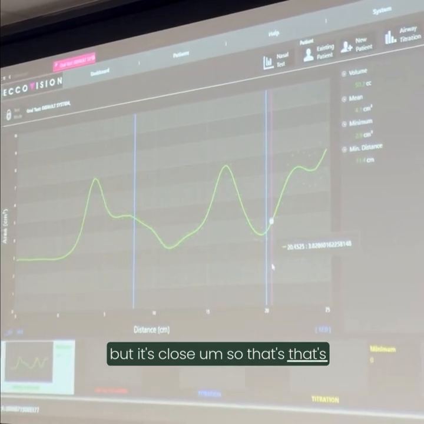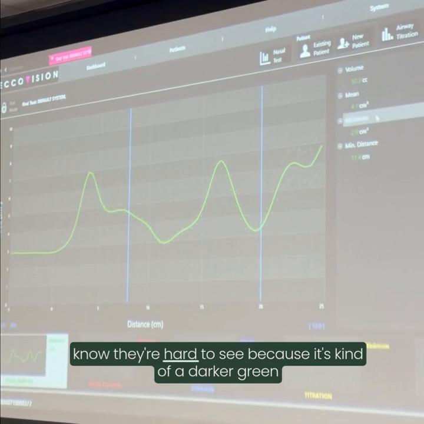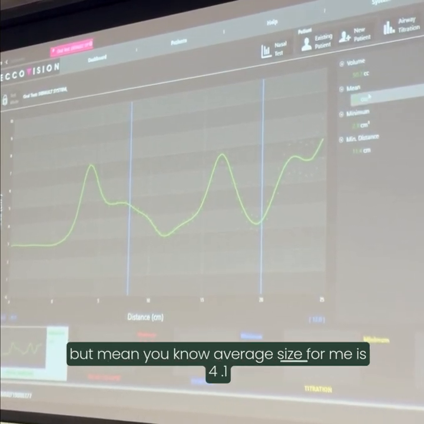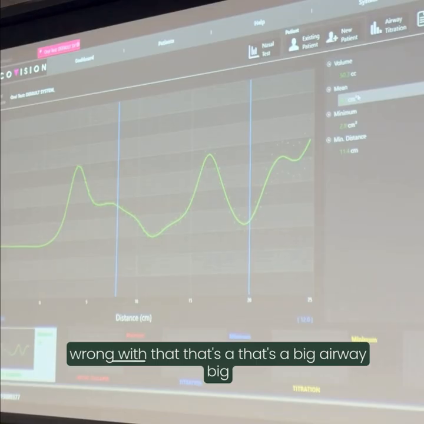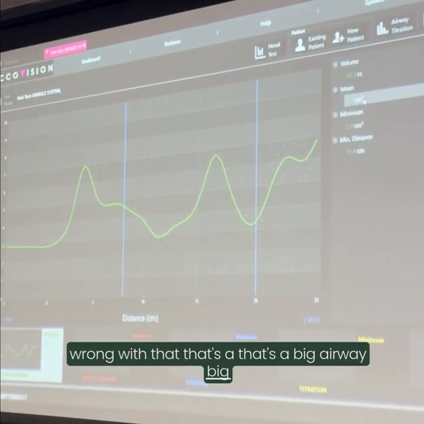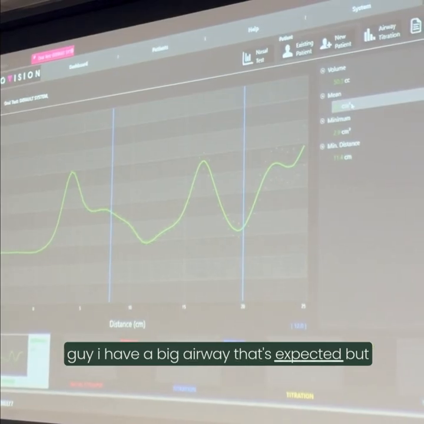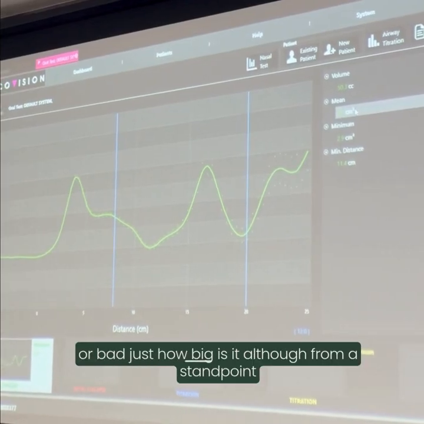So that's our baseline. Numbers come out here on the side. I know they're hard to see because it's kind of a darker green, but the mean, average size for me is 4.1 square centimeters. That's good. There's nothing wrong with that. That's a big airway. Big guy, big airway, that's expected. But again, not good or bad, just how big is it?